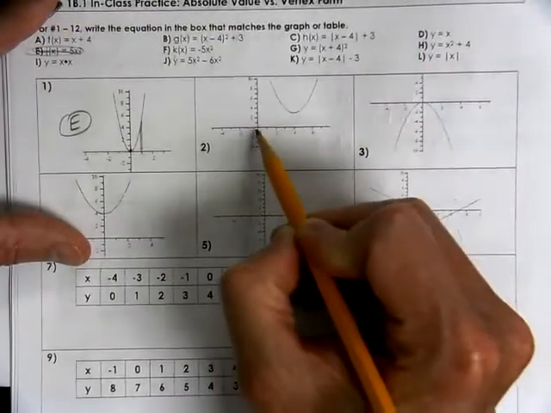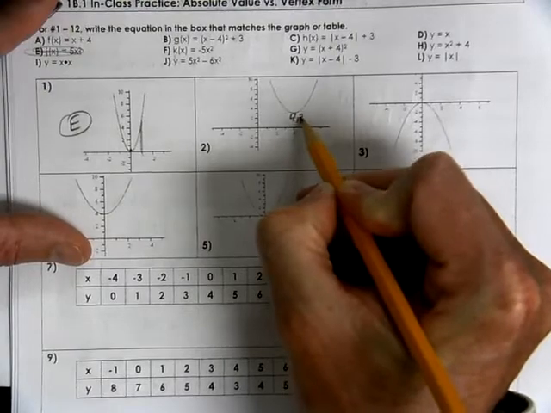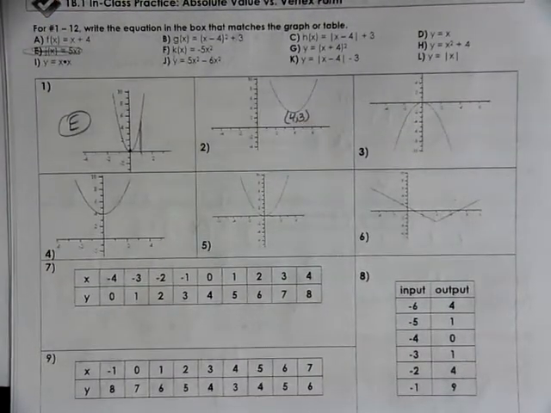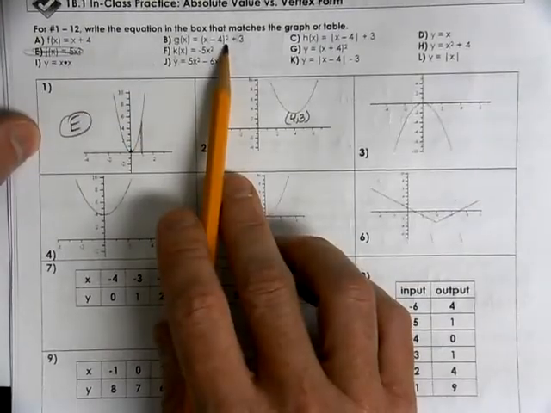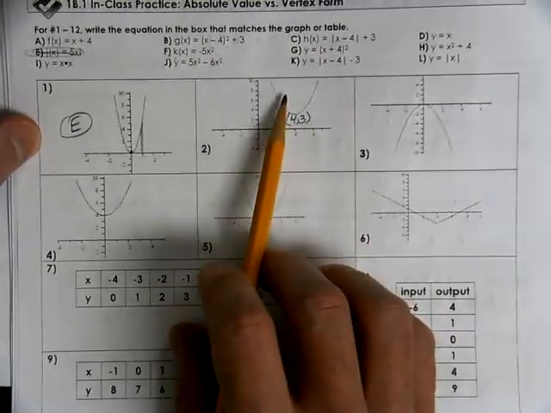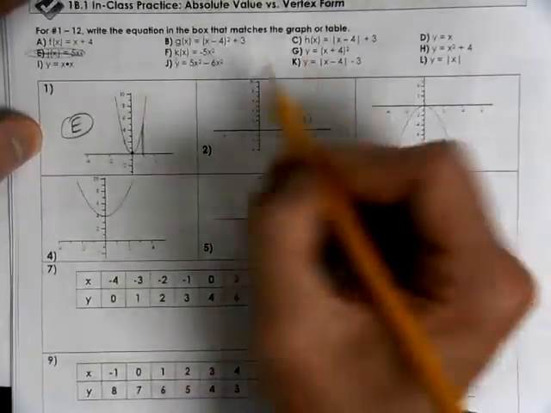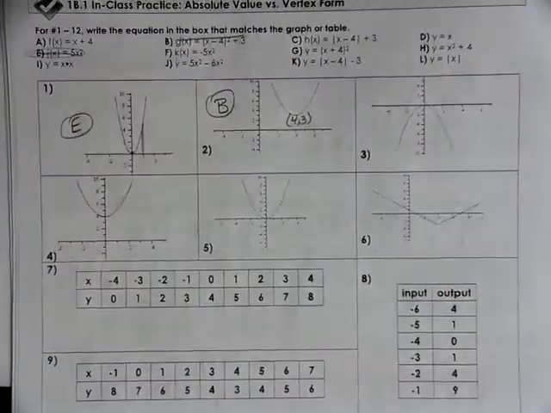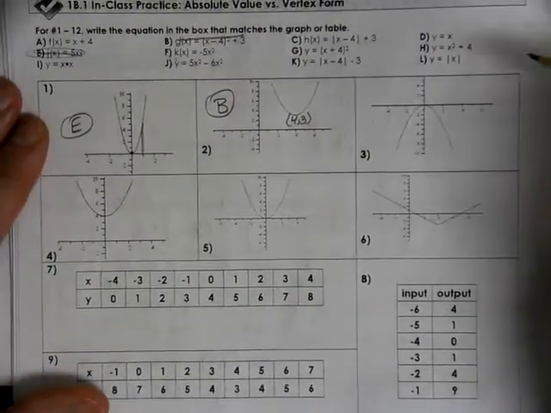This has a vertex at 4, 3. So I need a quadratic that is x minus 4. Here's one. There's a good chance it's that one. It's not absolute value. It is up. So yes, this has to be B. And you can work your way through some of this.